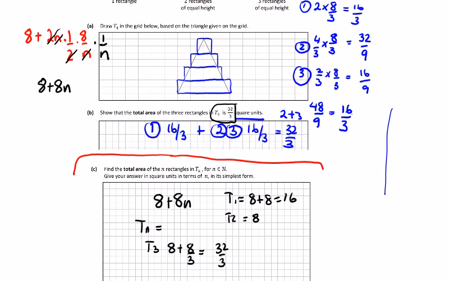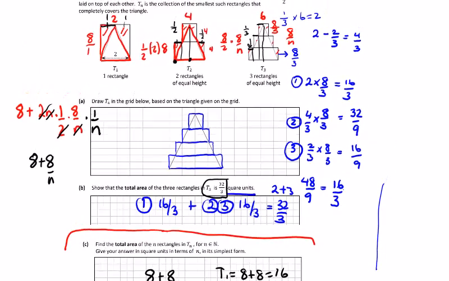Sorry, I wrote 8 plus 8n. It's 8 plus 8 over n that I'm actually calculating. 8 plus 8 over n. So 8 plus 8 over 1. 8 plus 4, 8 over 2, is 12, which we saw. Did we write that down? That was the area of the second one.